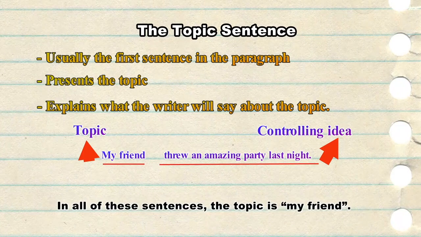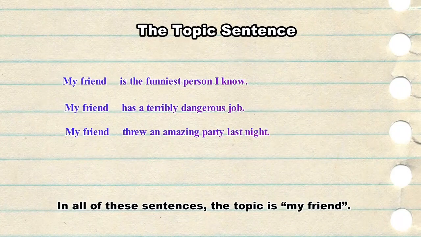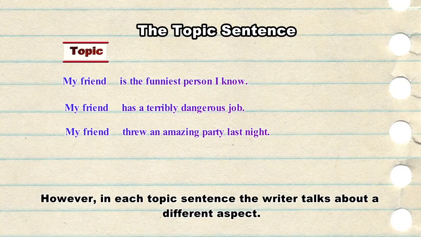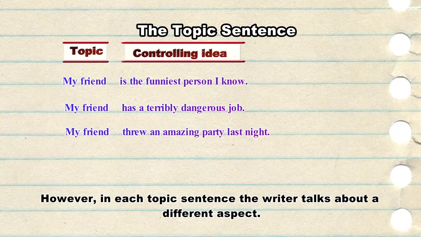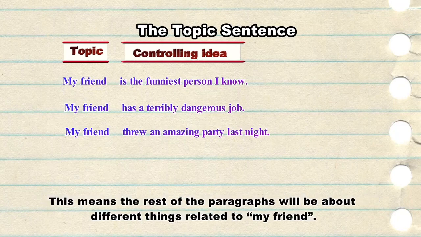Now, in all of these sentences, the topic, again, is my friend. However, in each topic sentence, the writer talks about a different aspect. This means the rest of the paragraphs will be about different things related to my friend.